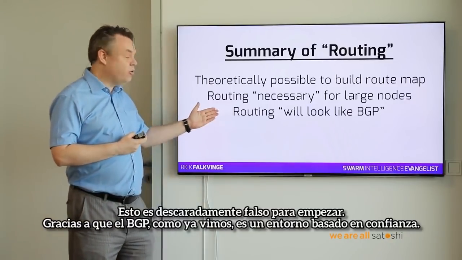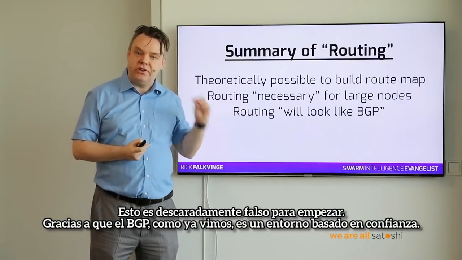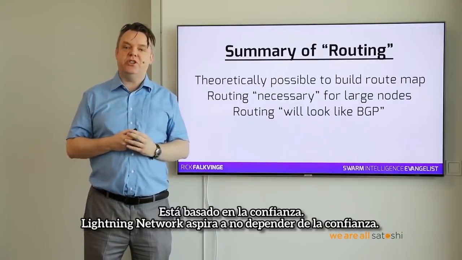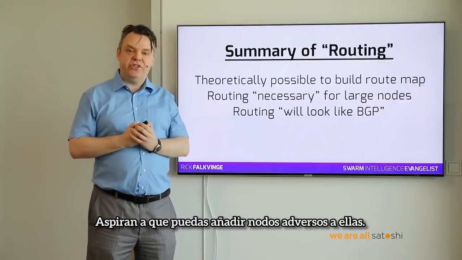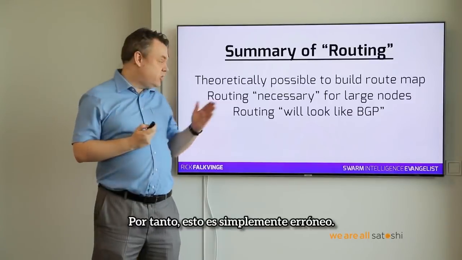This is blatantly false to begin with, because the Border Gateway Protocol, as we saw, is a trusted environment. It is a trusted environment. Lightning Network aspires to be trustless. It aspires that you can add adversarial nodes to it. So this is just plain wrong.